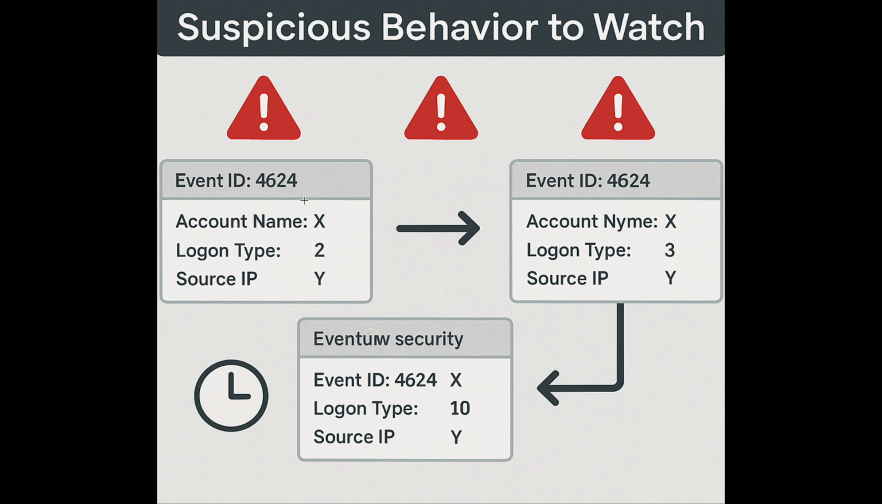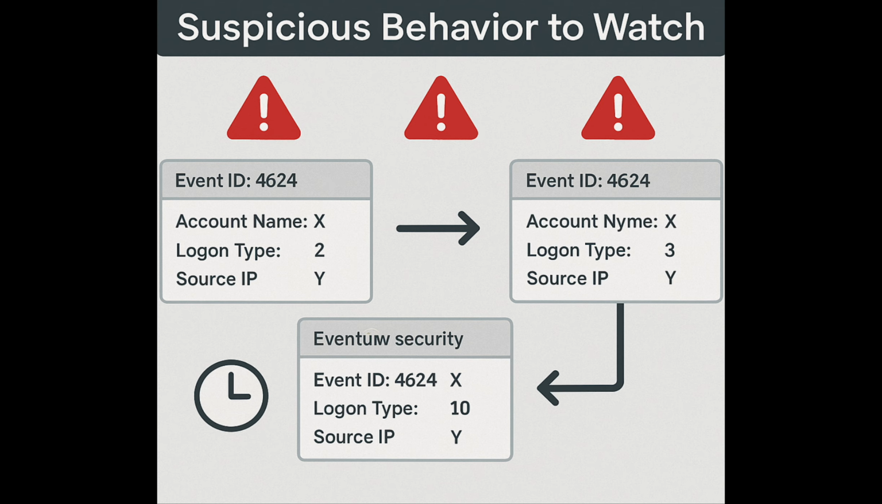This usually means someone logged in locally, right in front of the machine. Seems normal, right? The account name is X and the logon type is 2. Source IP is Y, and this usually means someone logged in locally. The event ID for this is 4624, which is a successful login.